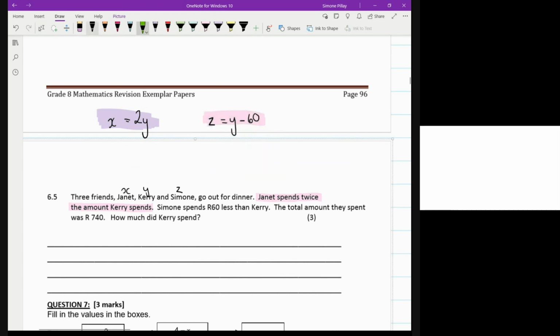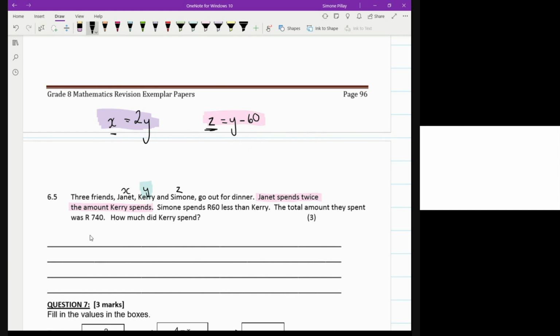So if I were to put y by itself over here, I would need to divide by 2, and what I would get is that y is equal to x over 2. Okay, and oh no, I'm lying to you. We're not getting y by itself, but we know that Carrie spent y. I want to get x by itself, and in this equation, x is already by itself, so that is perfect. Now over here, I want to get z by itself. z is by itself, so that's perfect.